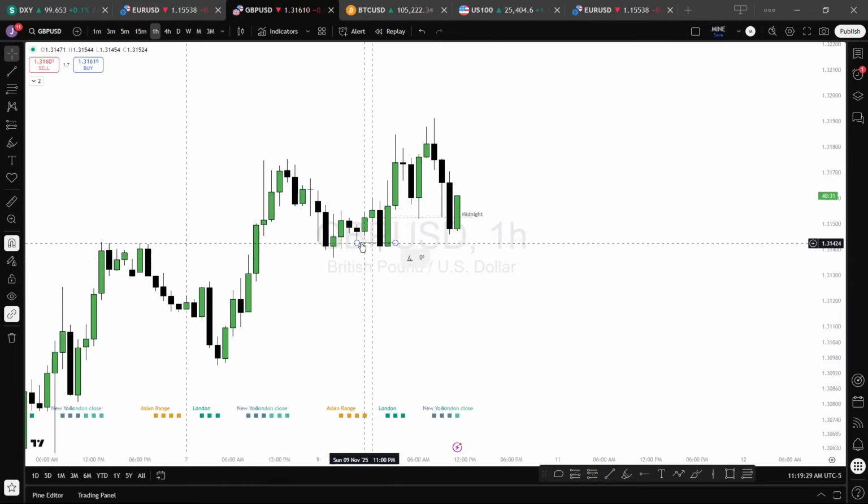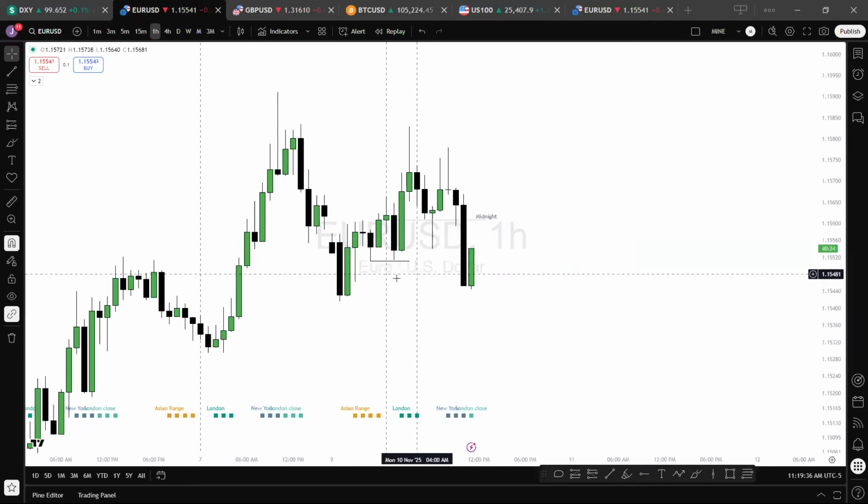Same spot, you can see that this low was taken by this swing low here. So liquidity was taken here, but the EURUSD liquidity wasn't taken. So we have the SMT divergence.